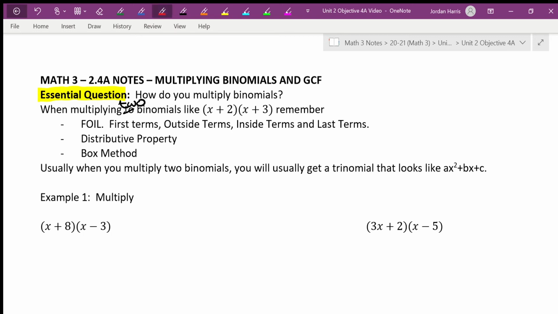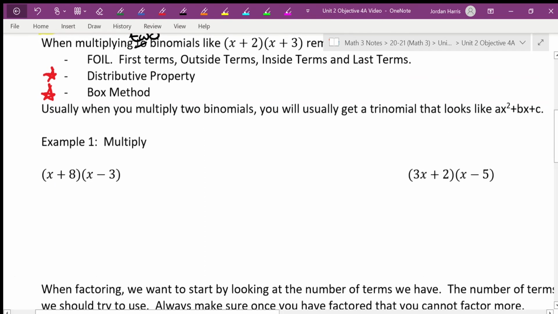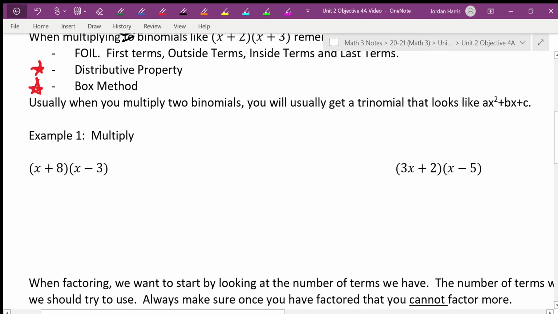If you learn FOIL, that's fine, but I'll tell you, these two are going to be the only ones that you could use the entire year. FOIL only works when you have 2 terms times 2 terms, and we won't always have that. Okay, so be careful. I would recommend distributive property. That's what I'm going to use. It's the actual property that you're using the whole time. Some people like the box method. You can ask about those things if you like. I'm going to do everything distributive property.